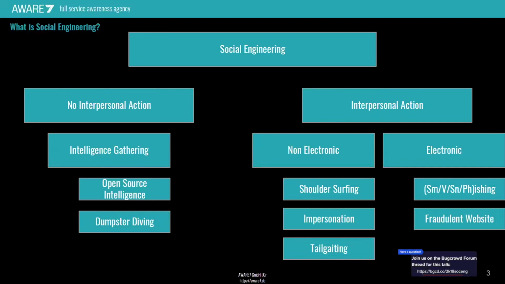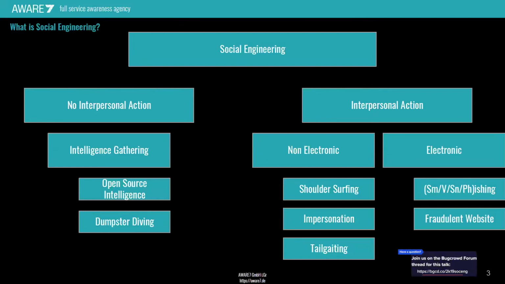We do open source intelligence mainly when we conduct information gathering online. So, and this is something my talk will focus on when we go to the cases that I prepared for you. We'll talk about open source intelligence.